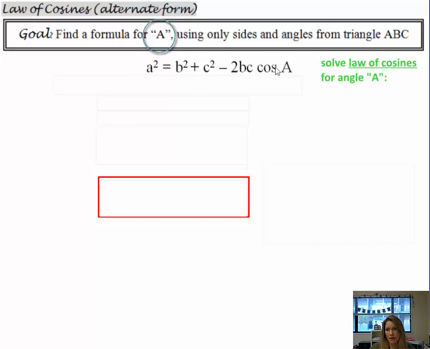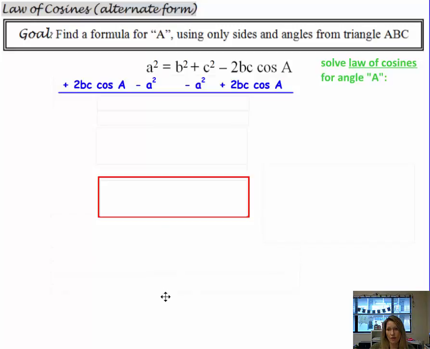And so the first thing that we'll do is isolate our trig over here. Because it's negative, I'm going to move it to the other side instead. So I'm going to add 2BC cosine A to both sides. I'm also going to subtract A squared from both sides, so I can move that. All right, so we're getting closer. Remember, we want to get capital A, angle A, by itself. So we need to isolate cosine A. So let's divide both sides by 2BC.